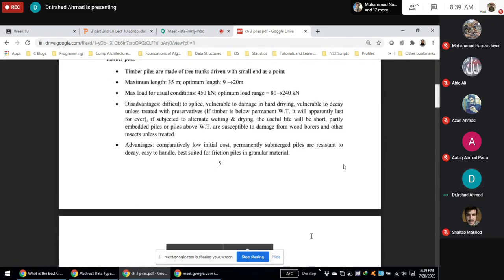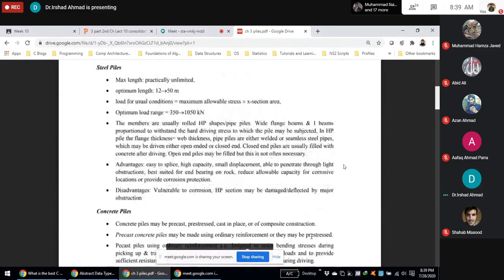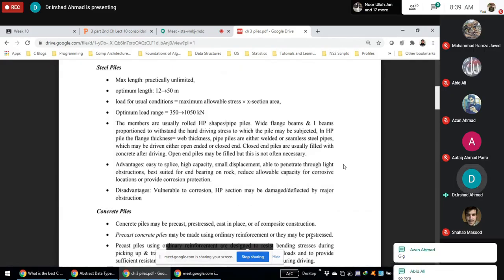Steel piles, they can take much more load, and they could be of any length. They could be easily spliced. They could be HP piles, pipe piles, or closed end piles, different types. They are easy to splice, high capacity, small displacement.